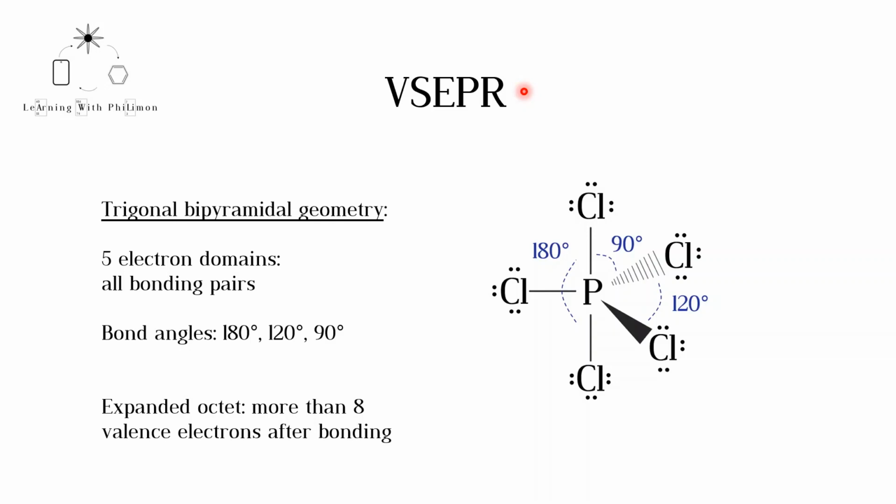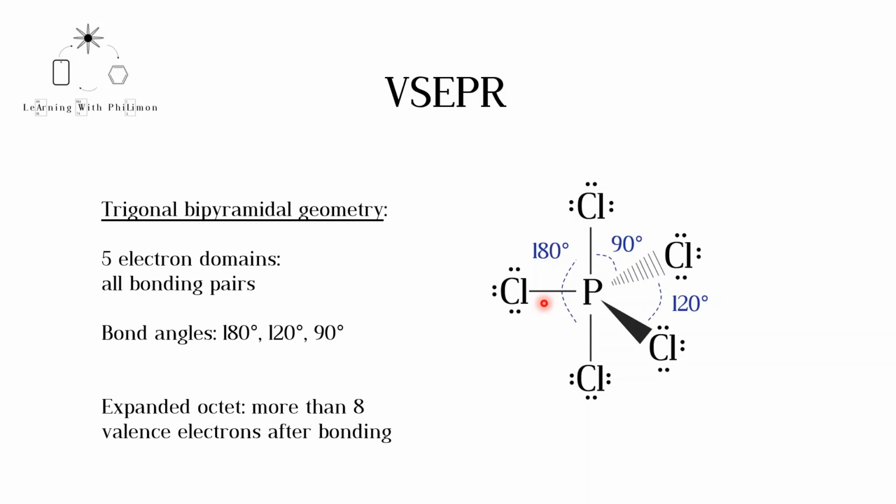Phosphorus pentachloride, PCl5, has the following structure. Phosphorus has 5 valence electrons. It uses all of these to form 5 single bonds with chlorine atoms. Note that chlorine atoms have 7 valence electrons and require only one single bond to complete their octet. As phosphorus uses its 5 valence electrons, it has no lone pairs of electrons. There are 5 electron domains around phosphorus. All of them are bonding pairs.